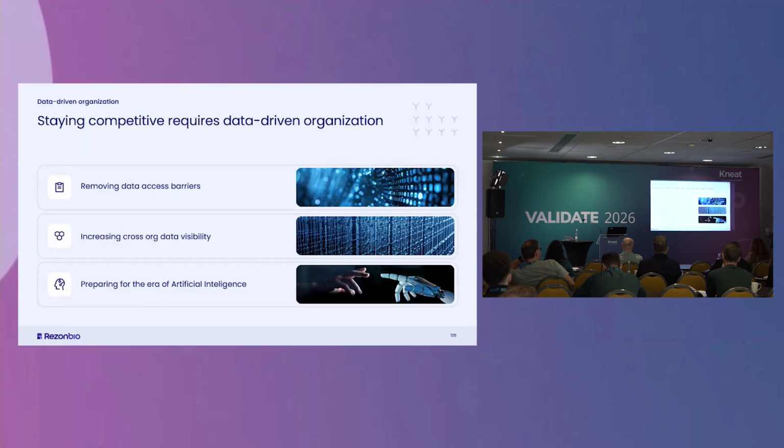Staying competitive requires effort, requires data-driven organization by removing data access barriers, by increasing cross-organizational data visibility, and preparing for the era of artificial intelligence. We've seen yesterday during the presentation from the neuroscientist, Benjamin, right? And also a couple of examples from Kneat about AI agents that can help us with the validation process. Artificial intelligence, new technology, it is here. It is coming. We need to prepare to use it efficiently.